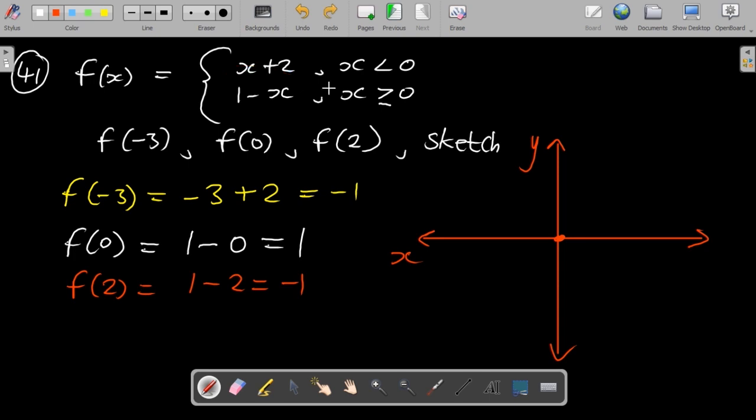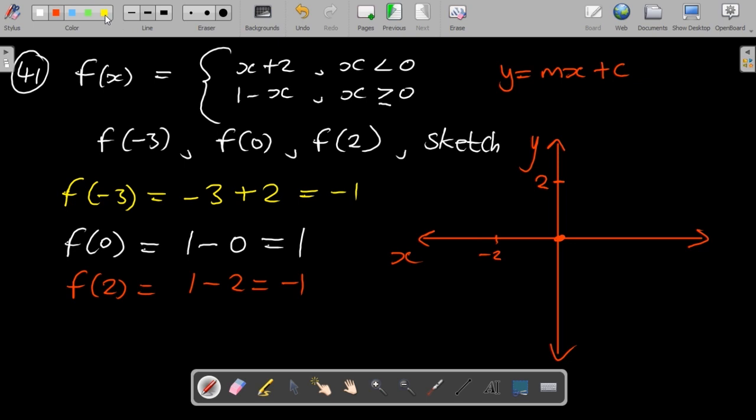So let's start with the left. This is a straight line, and both of them are straight lines. This one has a gradient of 1 and a c of 2. Remember that c is your y-intercept. So it has a y-intercept of 2. And you can calculate the x-intercept as well by setting y to 0. You should find that it's minus 2.